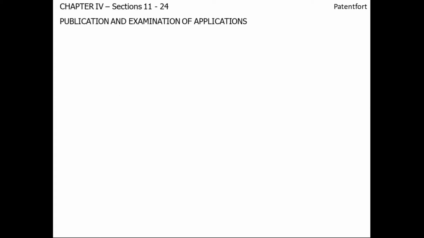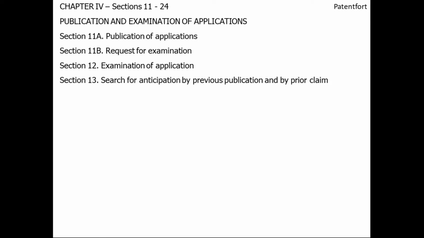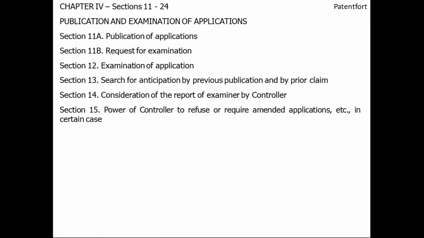Chapter 4 Sections 11A to 21 Publication and examination of applications. Section 11A Publication of applications. Section 11B Request for examination. Section 12 Examination of applications. Section 13 Search for anticipation by previous publication and by prior claims. Section 14 Consideration of the report of examiner by controller. Section 15 Power of controller to refuse or require amended applications, etc.